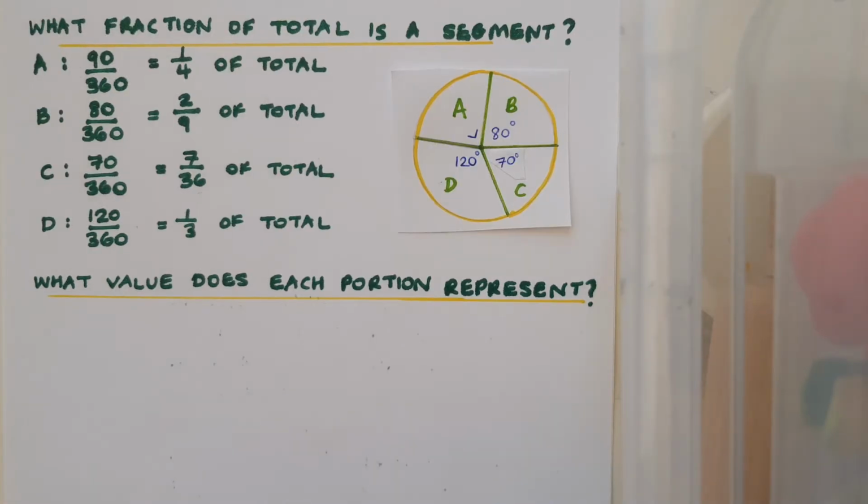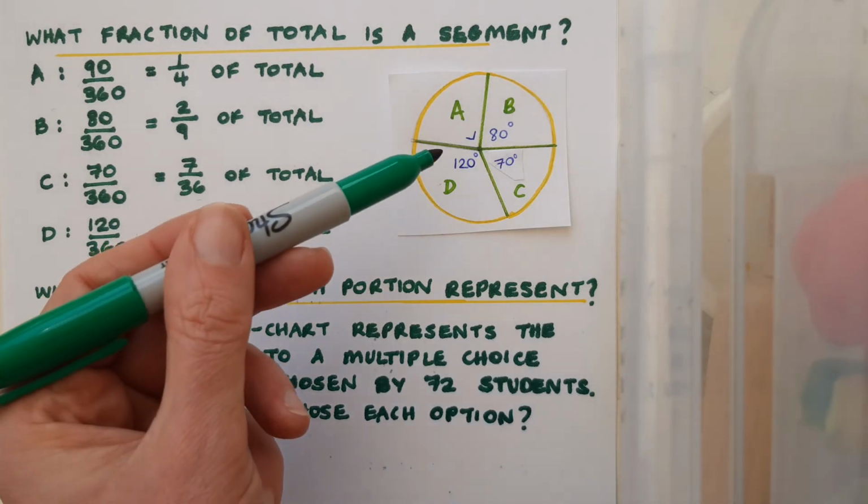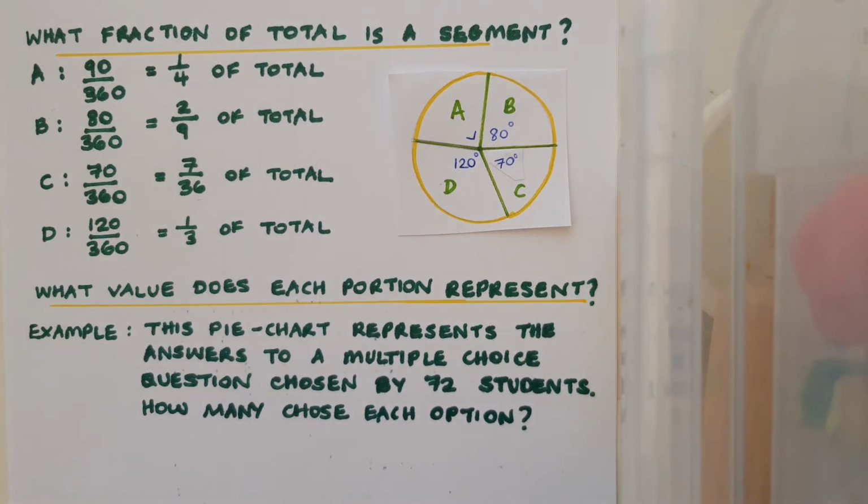I'm going to continue to use the same diagram to explain the next part, which is how to find what value each portion of the pie chart represents. So in this example, I'm going to say that this same pie chart represents the answers to a multiple choice question chosen by 72 students. So some people chose A as their answer, some people chose B, some chose C, and some chose D. And there were 72 students involved, and I want to know how many students chose option A, how many students chose option B, and so on.